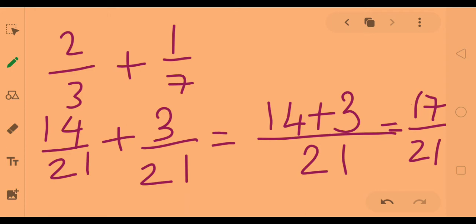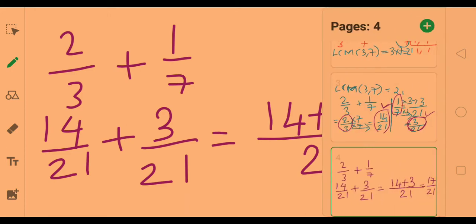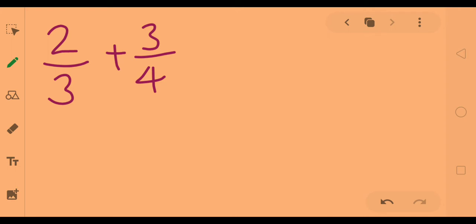So let us see another problem. Let us go for another question. So the next question: 2 by 3 plus 3 by 4 plus 1 by 2. Here there are three fractions to be added.